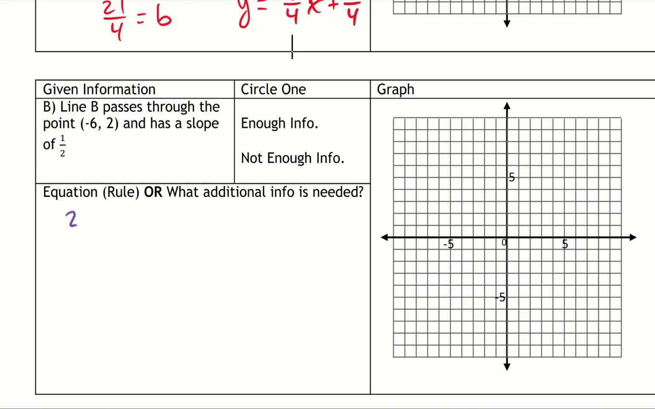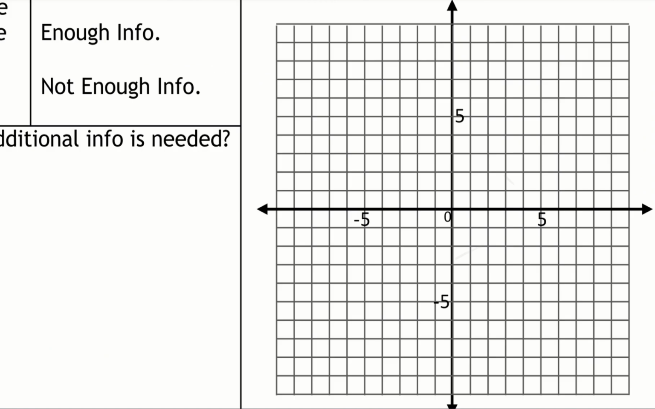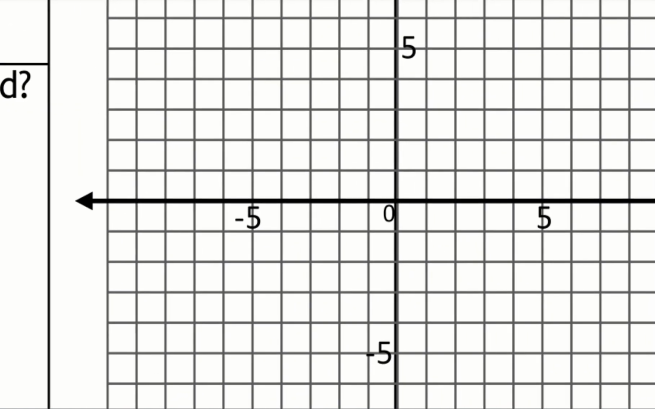Let's go on to B. B says line B passes through the point (-6, 2) and has a slope of 1/2. So let's zoom in here to the point (-6, 2). I'll place a dot there.